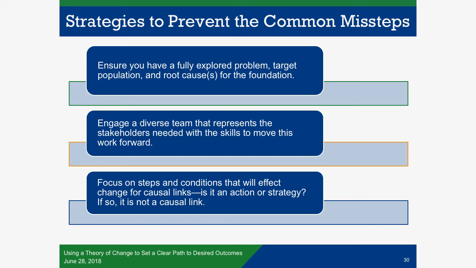So thinking about my traveling example, if I want to go to New York City for the weekend, it makes a big difference to know whether I'm going to start in Washington, D.C. or Seattle, Washington. My pathway and strategies for getting there might look very different depending on my starting point. Second is to have a diverse team that represents the stakeholders needed to be engaged in this process from the beginning. It's important to have leadership on board as well as those with the skills and the oversight or responsibilities to move the work forward.